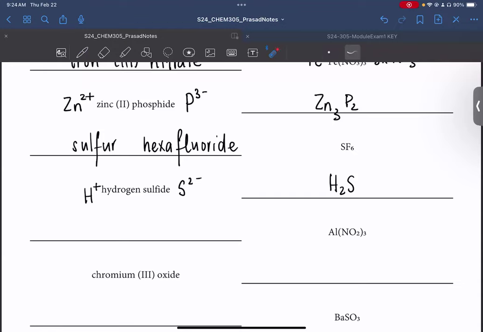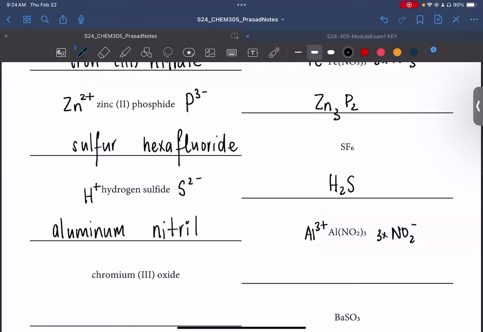Next up we have Al(NO2)3. Aluminum is not part of the transition metal block, so we actually know pretty quickly that it is Al3 plus, and that NO2 is minus 1. There are 3 of them, so everything's already kind of balanced. You put it all together to give you aluminum nitrite. Not nitrate, nitrite. Aluminum is not a transition metal, so you did not need Roman numerals.